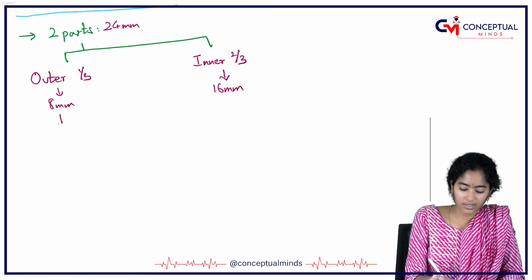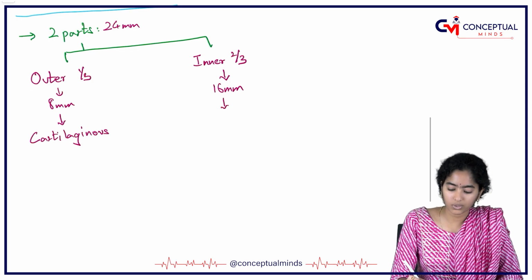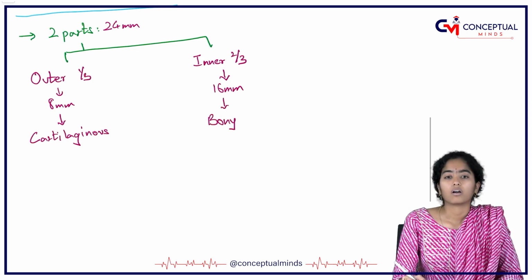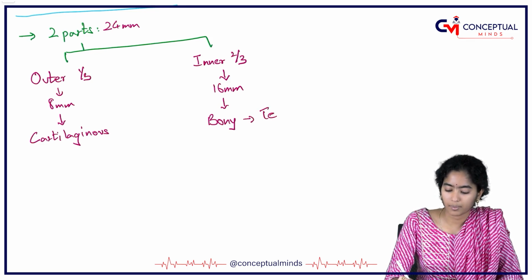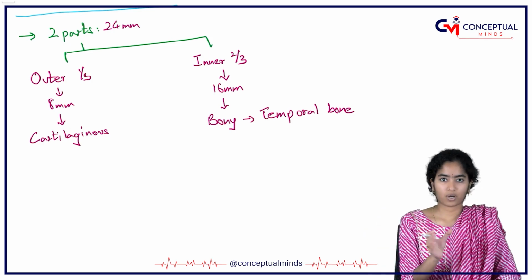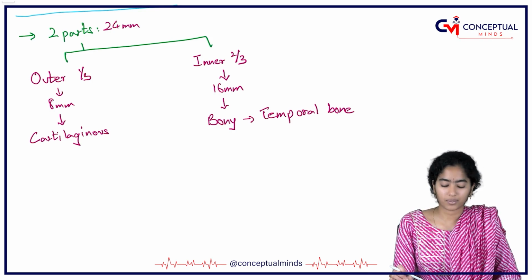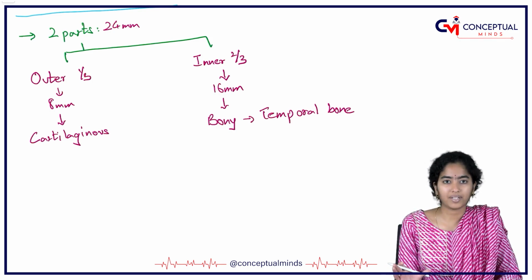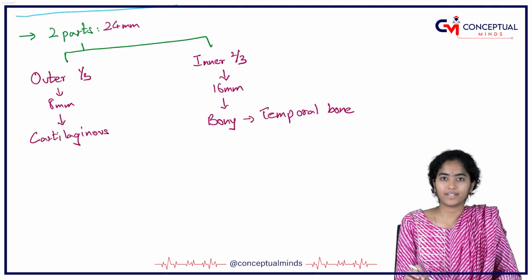This outer 1/3 is cartilaginous and inner 2/3 is bony. Which bone makes this up? It is the temporal bone. That is how the S shape is formed. Outer 1/3 was the cartilaginous part and inner 2/3 is the bony part. Outer is cartilaginous, 8 millimeters, and inner is bony, made up of temporal bone, and it is 16 millimeters in size.